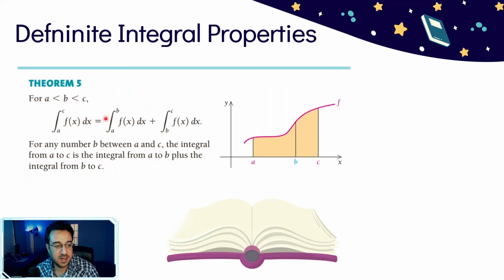of f of x dx equals the integration from a to b of f of x dx plus the integration from b to c. So you can have b as a common point or a split point between the two integrations, but there's a condition: b should be a point smaller than c and larger than a.